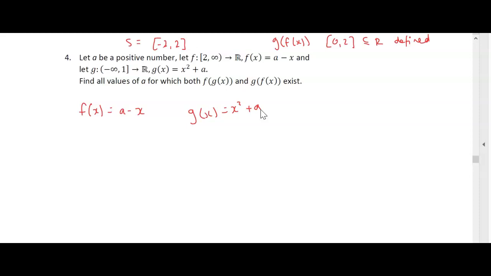Okay, so here is a question where we've actually got set domains. All right, so let's set up a little table like we did with the previous question. I'll do the domain here, and then the range. All right, so our domain of f is 2 to infinity. And our domain of g is -infinity to 1.